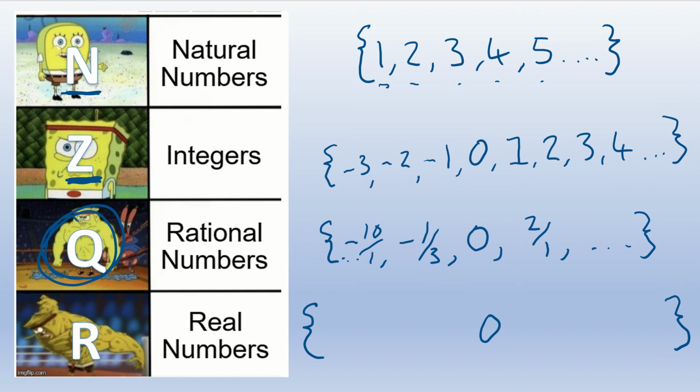0 is going to be there. 1 is going to be there. So 0 is an integer, 1 is a natural number. And let's put in another rational number. 3 over 2, which is 1.5, which will be a rational number all the way up.